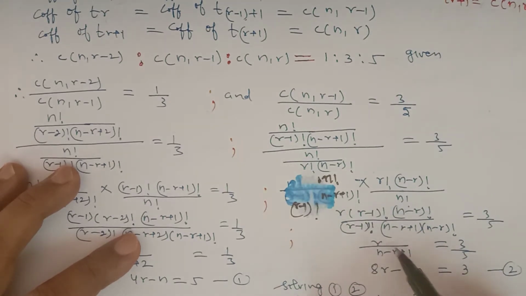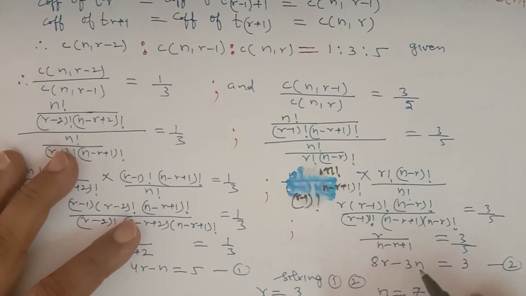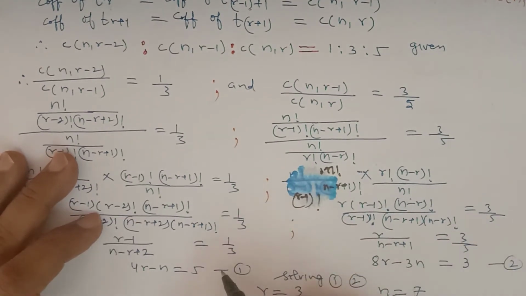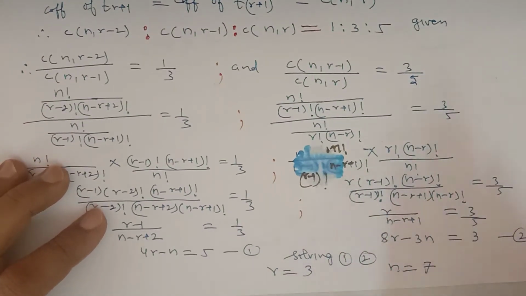So you are simply getting a linear equation in two variables n and r, which is 8r minus 3n is equal to 3. Solve these two equations simultaneously. You will get the value of r as 3 and n is equal to 7.